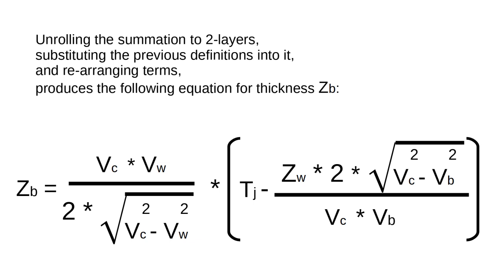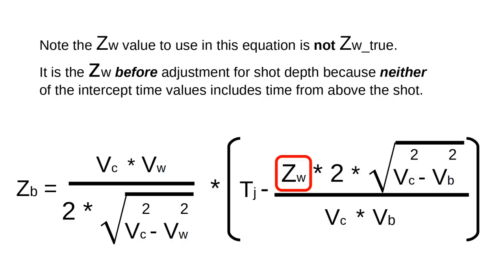Unrolling the summation to two layers, substituting the previous definitions into it, and rearranging terms produces the following equation for the thickness of the second layer. Note the first layer thickness value to use in this equation is not the true top layer thickness. It is the top layer thickness before adjustment for shot depth because neither of the intercept time values includes time from above the shot.